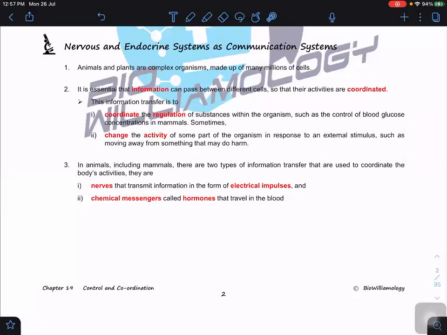Basically this part we have done. We want to coordinate information and pass it between two different cells or even two different organs. In order to coordinate and to regulate, and sometimes to change the activity of some part of the organism, we need to have the communication system here. So we do have the nerve, which transmits the electrical impulses. From this chapter onwards, we call it the action potential. And chemical messengers, which are hormones, travel in the blood.